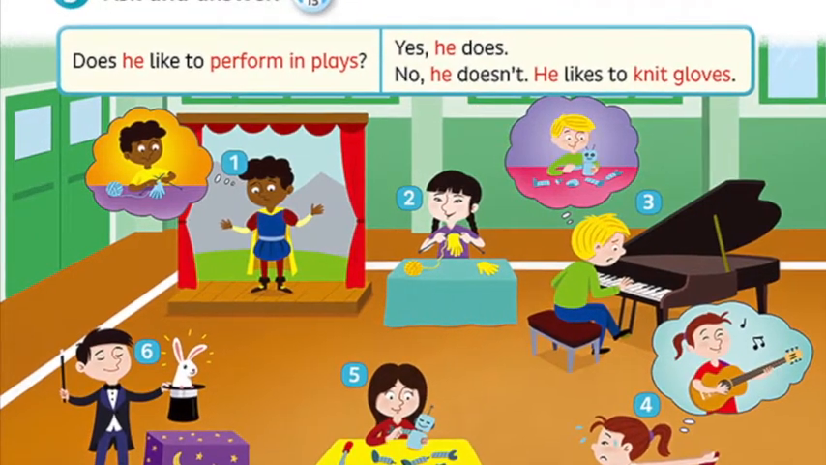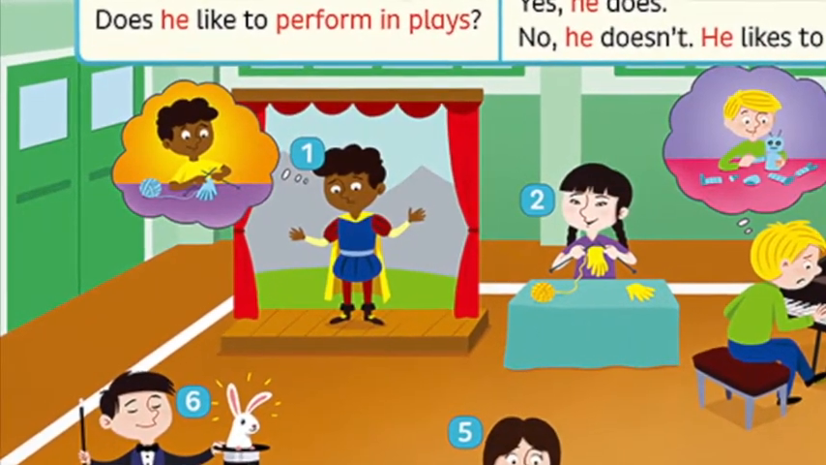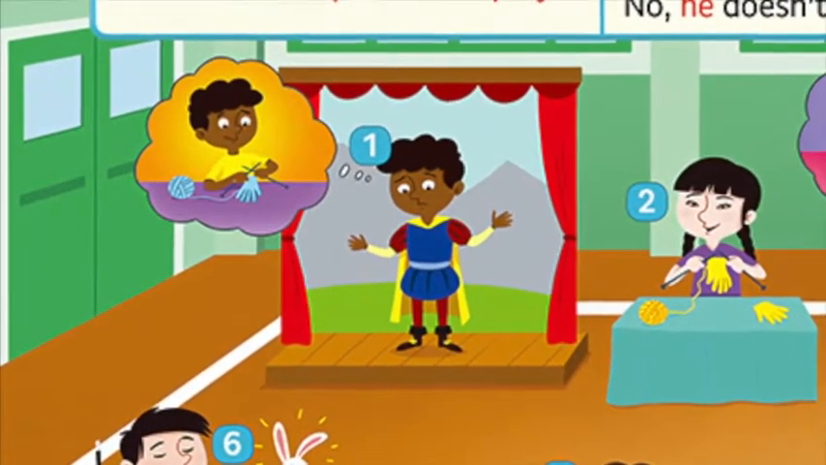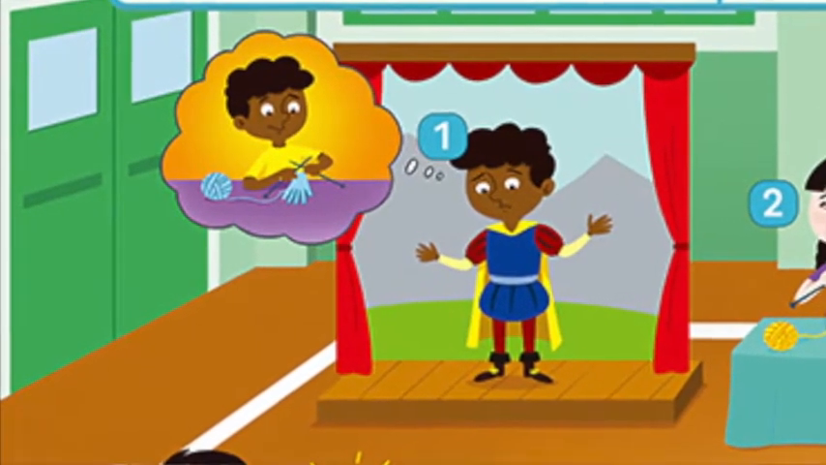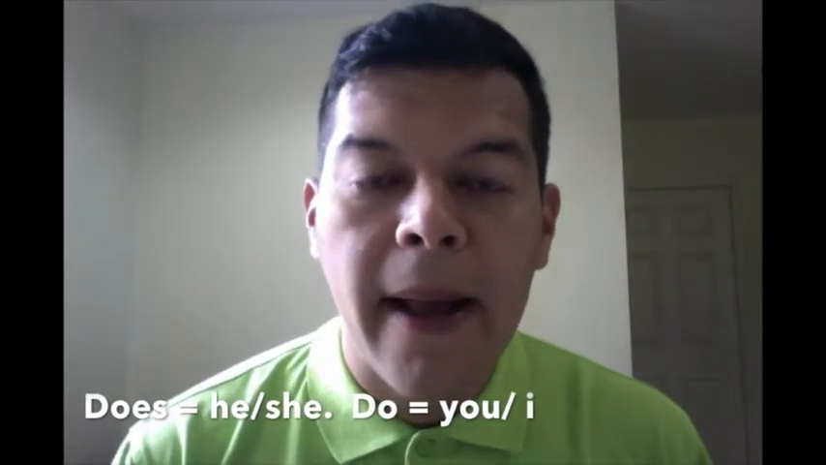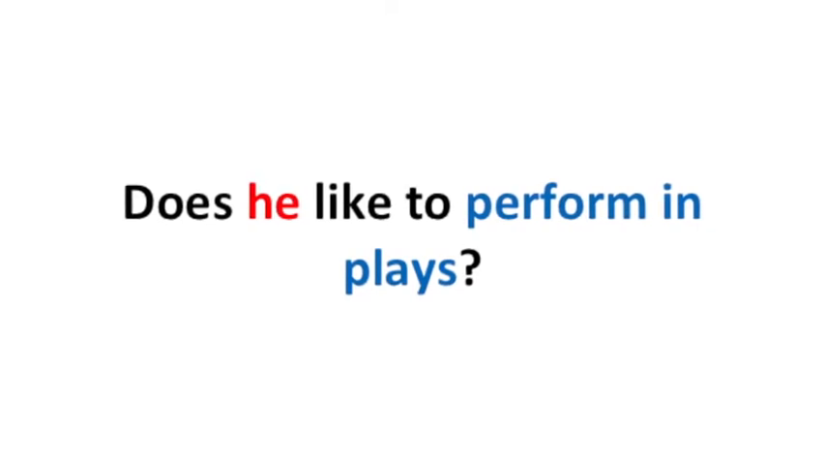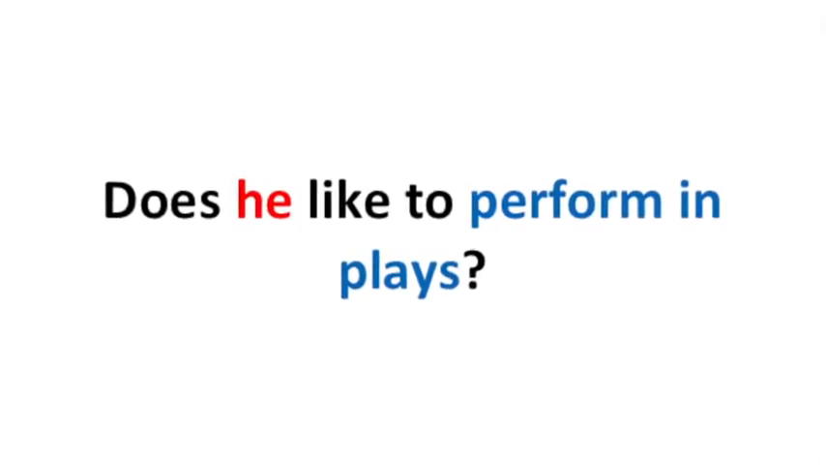Let's take a look at number one. So number one, we have a boy, and the boy is dressed up as a character. So it looks like he is in the drama club. So let's ask if he likes to do that club activity. So the question should be, does, not do. When we use he or she, do becomes does. So does he like to perform in plays?